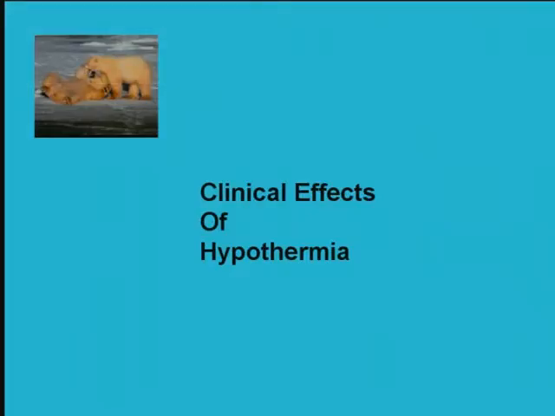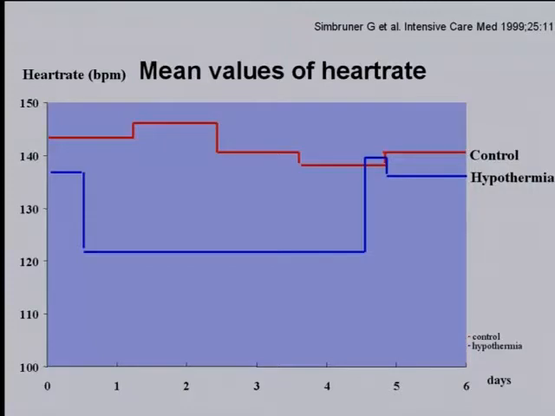I will now discuss the clinical effects of hypothermia. Next. First of all, when you subject babies to hypothermia, and in this case the temperature was only 34.5, you can see that the heart rate drops from about 140 to about 120. The message of this graph is also when you stop hypothermia, it immediately returns to control values which were there before or a control group would have. So this is important. The moment you stop hypothermia, the heart rate is back to control.